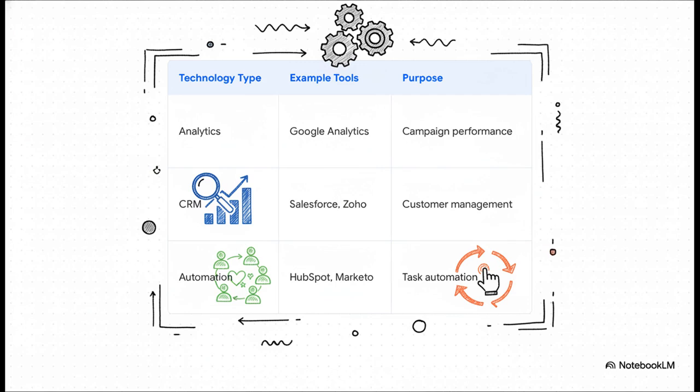You've got analytics platforms like Google Analytics that tell you what's working and what's not. You've got a CRM, a customer relationship management system, which is like your central command for all customer interactions. And then automation tools handle all the repetitive stuff so you can focus on the bigger picture.